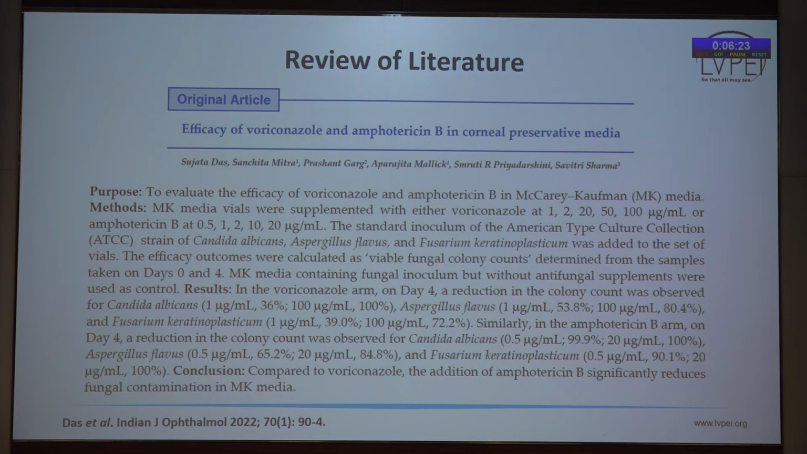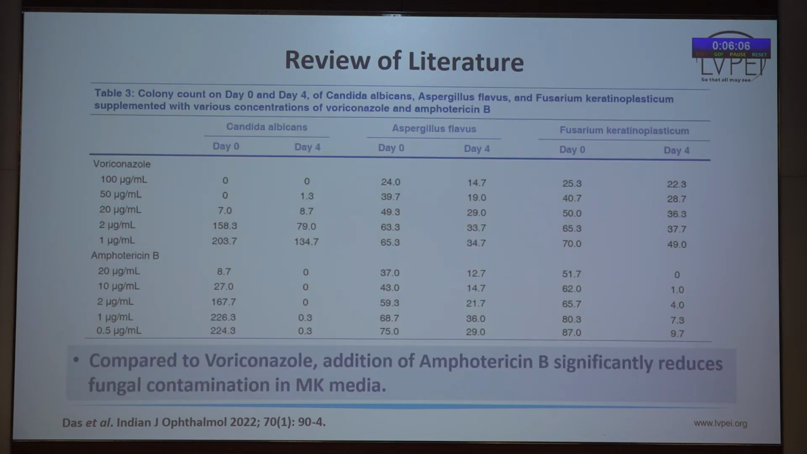So here also we took 3 organisms, because Candida is not the most common organism here. So we tried Aspergillus, Candida and Fusarium. Again, we found amphotericin B significantly reduces fungal contamination. Even cost wise, amphotericin B is cheaper than voriconazole. You can see the amphotericin B concentration is the lowest, and on day 0 you can see Candida albicans, at 20 microgram it is 0 on day 4, and even at 2 microgram it is 0. Whereas with voriconazole, at 100 microgram on the 4th day it is 0.